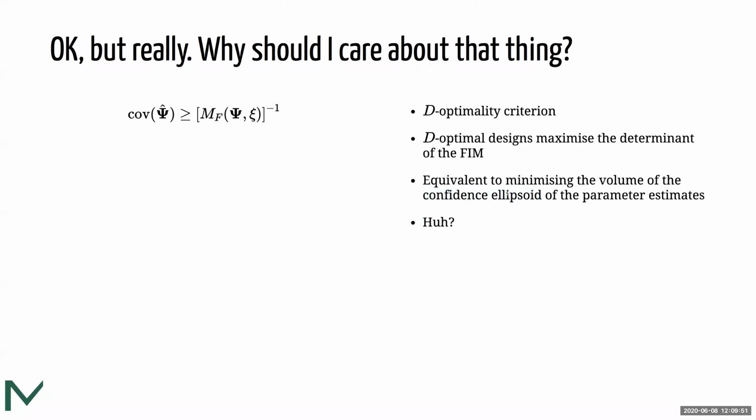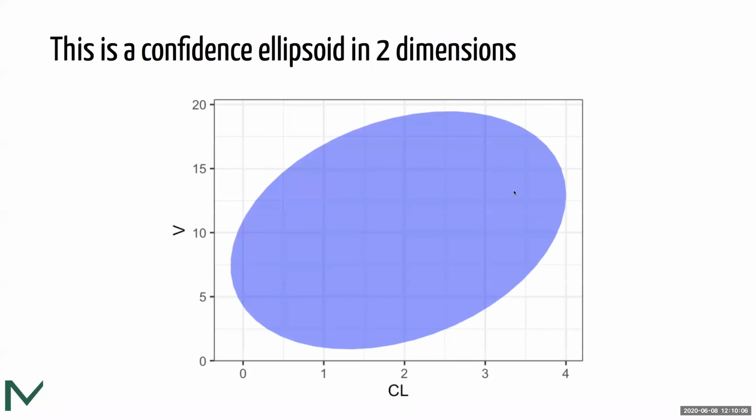What does that mean? What's a confidence ellipsoid? Well, in a single dimension, it's just a confidence interval. So if you have a single parameter, you're minimizing the width of that confidence interval. So you're making that parameter estimate as precise as possible. If we extend this to 2 dimensions, say we have estimates of clearance and volume, the shaded region here shows you a confidence ellipse. So it's a 95% confidence region for these parameter estimates. So it could vary anywhere in that region, with 95% confidence. So a D-optimal design will minimize this area.